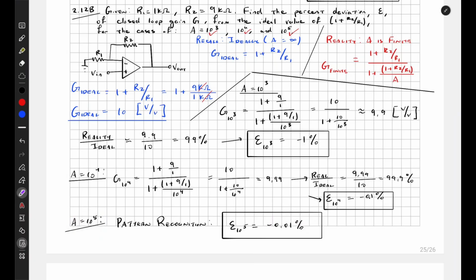So you're practically at the correct answer. This is why we don't actually need to use the reality equation. That's just extra unnecessary work. The ideal approximation is a very suitable representation for the behavior of the circuit. So this is why we almost always assume the op-amp is ideal.